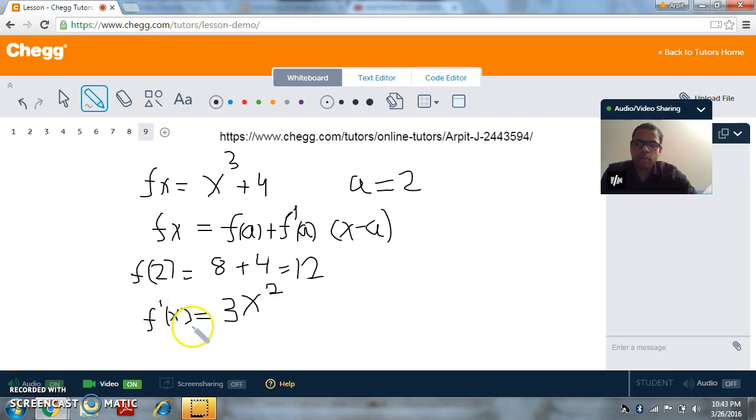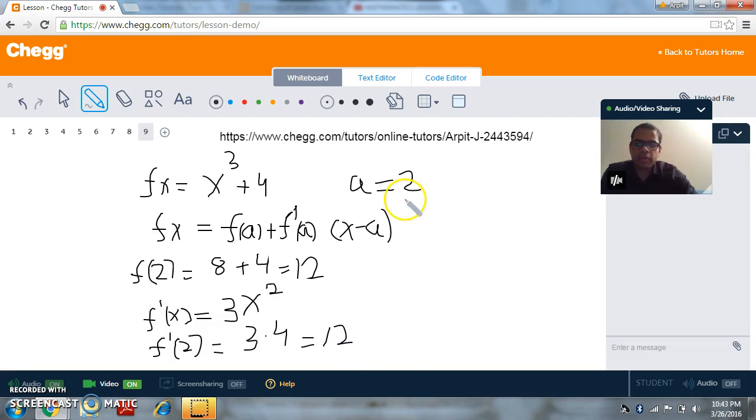So this is f prime of x, and now we plug in 2, which will give us f prime of 2, because we are trying to find f prime of a inside this equation of the formula. So f prime of 2 becomes 3 multiplied by 2 squared. 2 squared becomes 4. So f prime of 2 becomes 12.